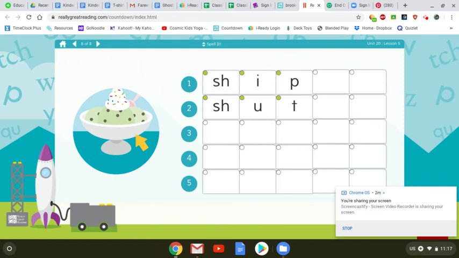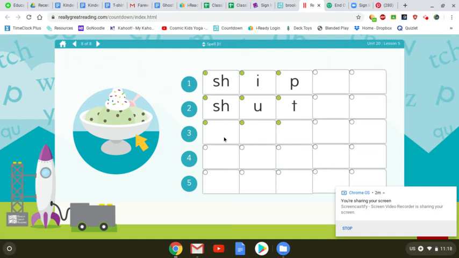Our next picture is the word dish. Like I ate my ice cream out of a dish. How many sounds do you hear in the word dish? Listen as I stretch the word. D-i-sh. Dish. There were 3 sounds in the word dish. Let's see if we can find out which letters match those sounds.